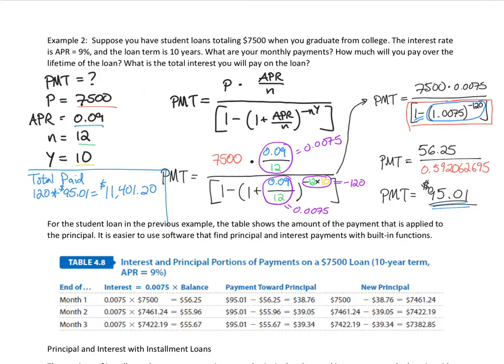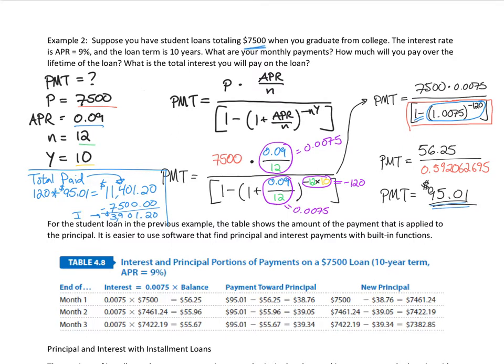Lastly, how much interest did you pay on the loan? You just have to take your principal away from the total. So this is going to be subtracted. This is the total paid here. Subtract 7,500 to get a total amount of interest. That would be $3,901.20. So there is your interest.